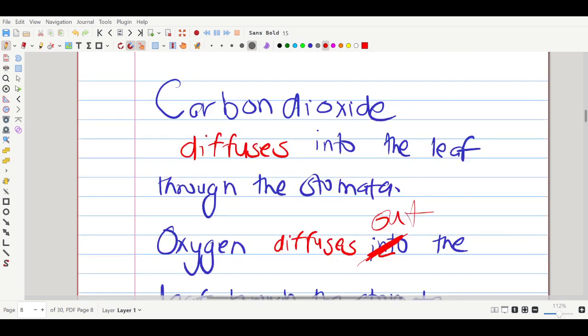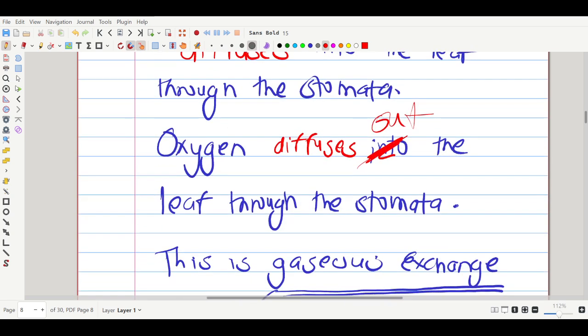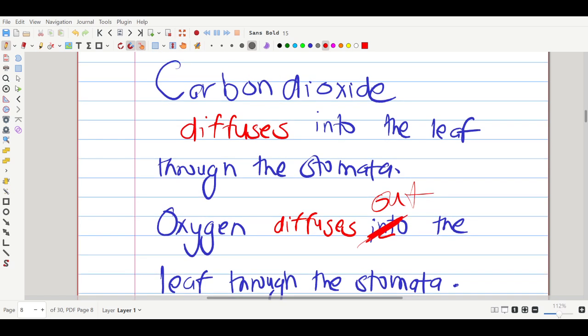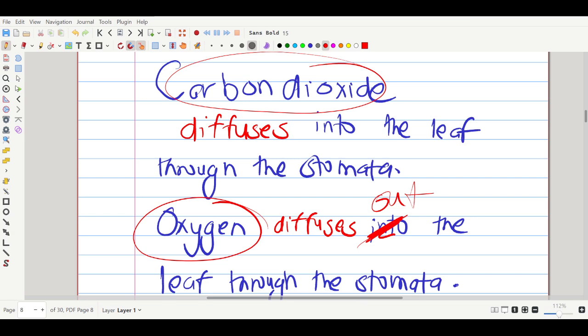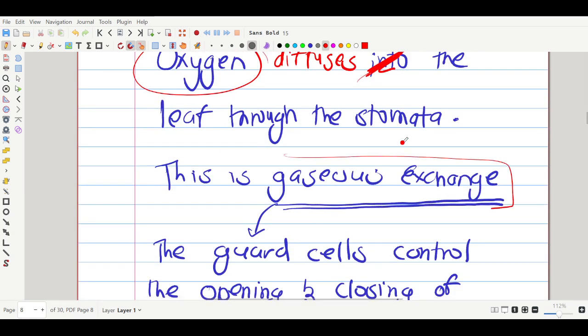So carbon dioxide goes in through photosynthesis, oxygen goes out. Carbon dioxide diffuses into the leaf through the stomata, oxygen diffuses out of the leaf through the stomata. So all in all, because I'm talking about these two gases, carbon dioxide and oxygen, I'm talking about this exchange of gases. This is gaseous exchange. This thing here is called gaseous exchange.